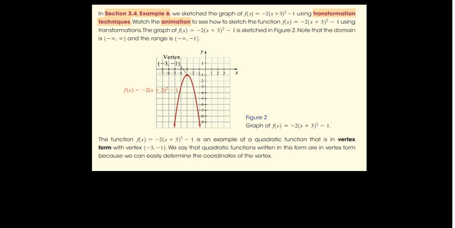So let's first examine this equation. Let's actually do it down here. I didn't notice they put it down here. We're going to examine the equation and look at the vertex. So in the equation, of course, we've got -2 times x plus 3 quantity squared minus 1. The vertex is -3, 1.